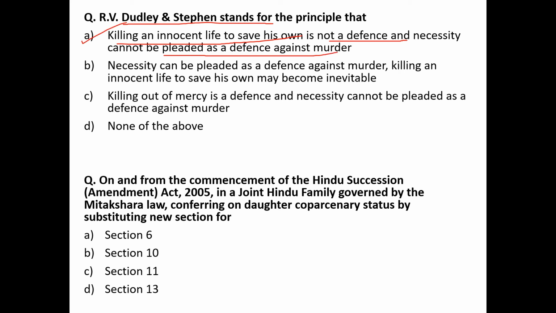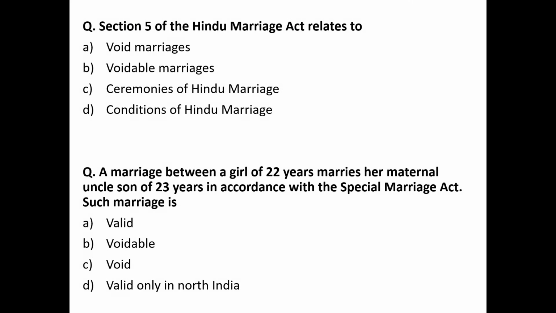Option A. Next question. On and from the commencement of the Hindu Succession Amendment Act 2005, a joint Hindu family governed by Mitakshara law confers on the daughter coparcener status by substituting a new section for Section 6. Option A. Next question. Section 5 of the Hindu Marriage Act relates to conditions of a Hindu marriage.